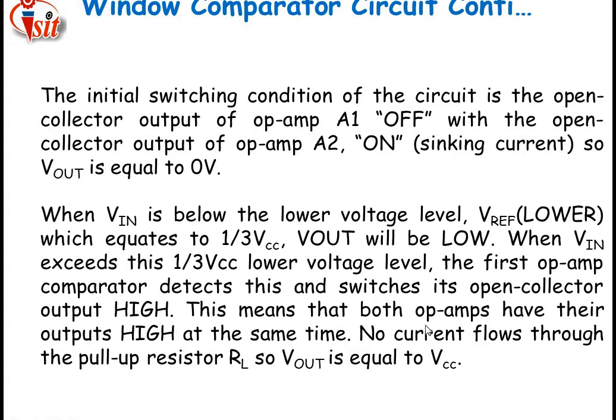This means that both op-amps have their outputs high at the same time. That means it does not go to any lower level condition. Their threshold value is related to the cutoff region, that is 1/3 of VCC. No current flows through the pull-up resistor RL, so Vout is equal to VCC. That means output voltage is equal to positive VCC.